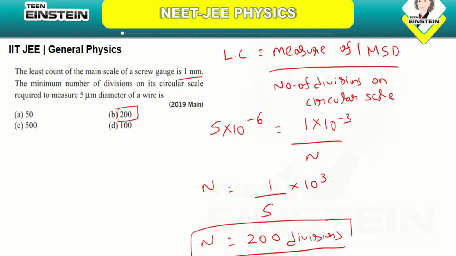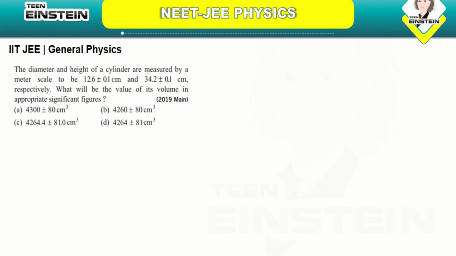Okay, let us now move on to the next question. The diameter and height of a cylinder are measured by a meter scale to be 12.6 plus or minus 0.1 centimeter and 34.2 plus or minus 0.1 centimeter respectively. What will be the value of its volume in appropriate significant figures?